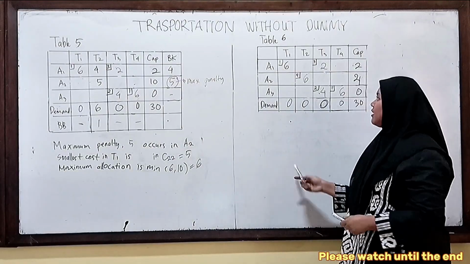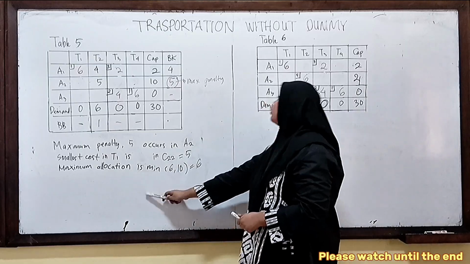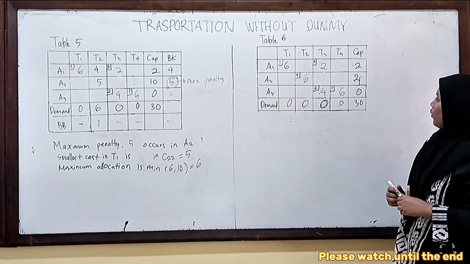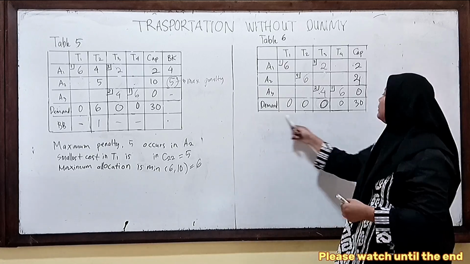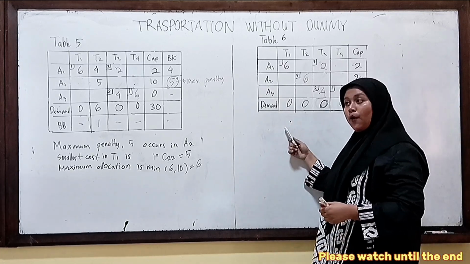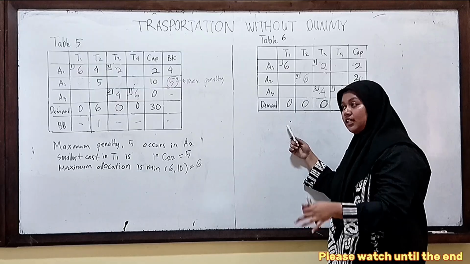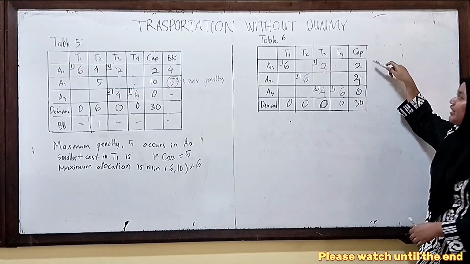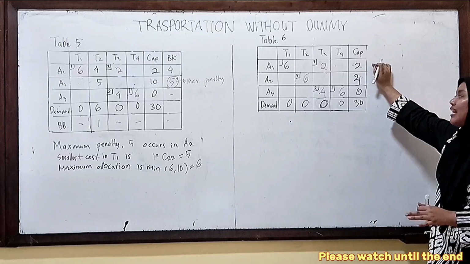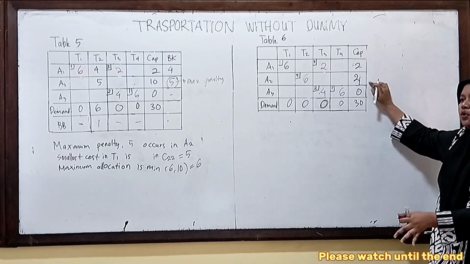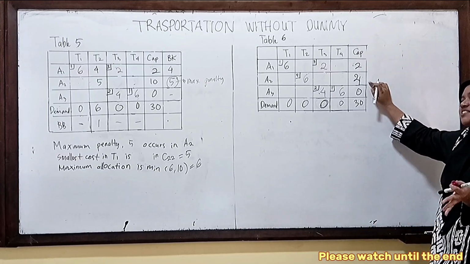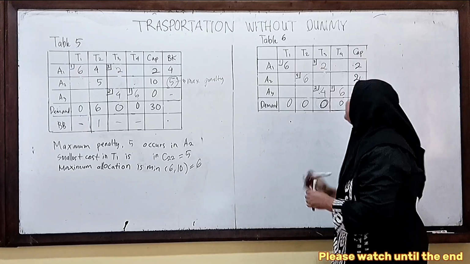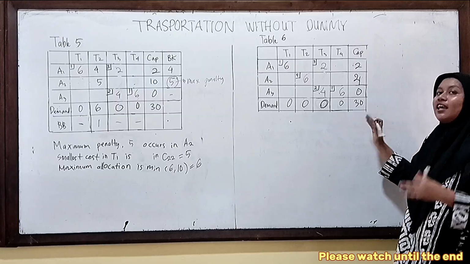Okay friends, let's see the change here in table 6. We got this table. We can see that all demand is 0, meaning it's already fulfilled. But there is unused capacity left over here: 2 in row 1 and 4 in row 2. So since there is a remainder in the capacity, we must add a dummy in this case.